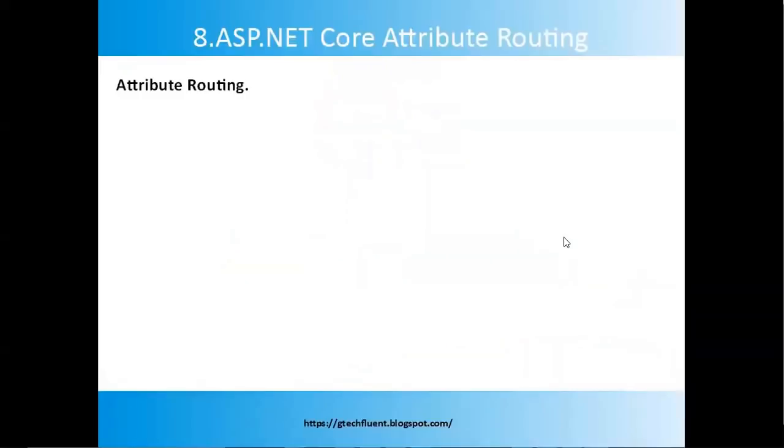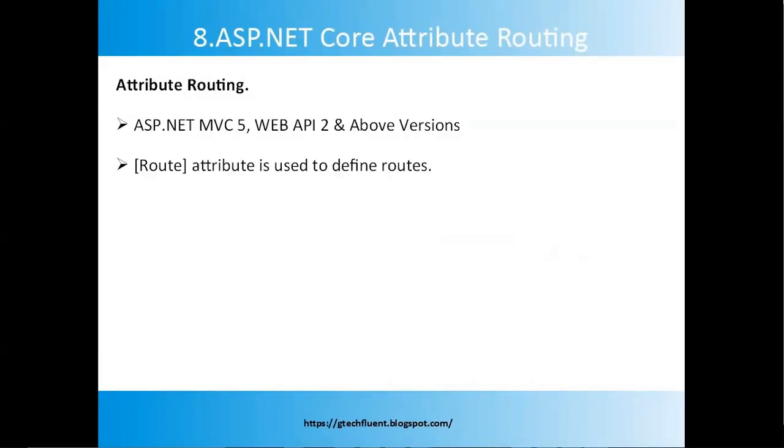Attribute routing is supported from MVC 5, Web API 2 and above versions. As the name suggests, in this routing, attributes are used to define the routes. Attribute routing provides you more control over the URIs by defining the route directly on actions and controllers. So let's see how to enable attribute routing in ASP.NET Core.